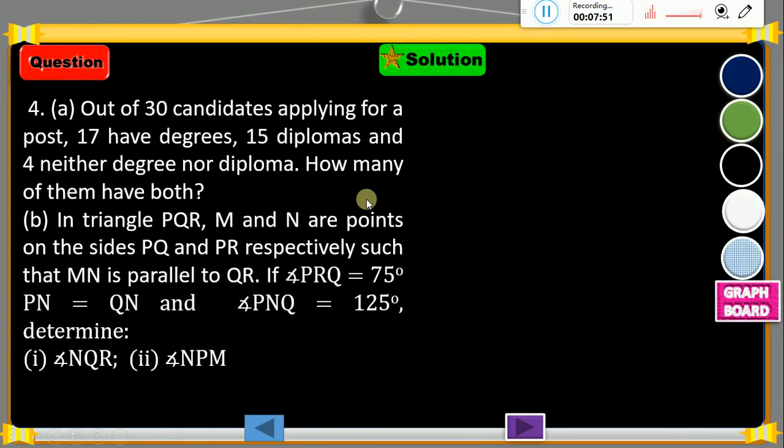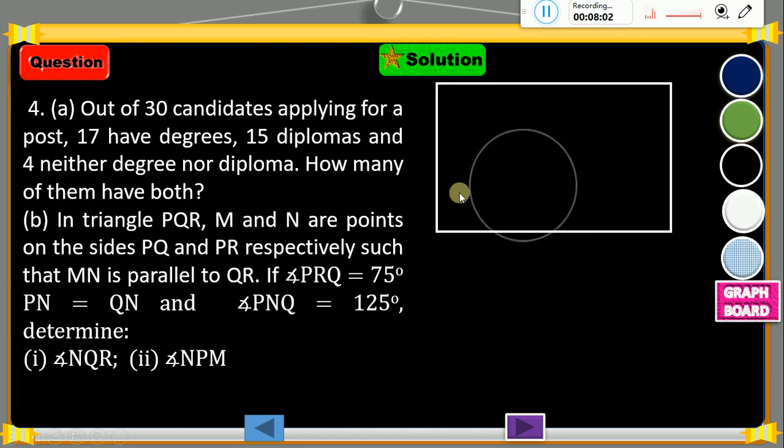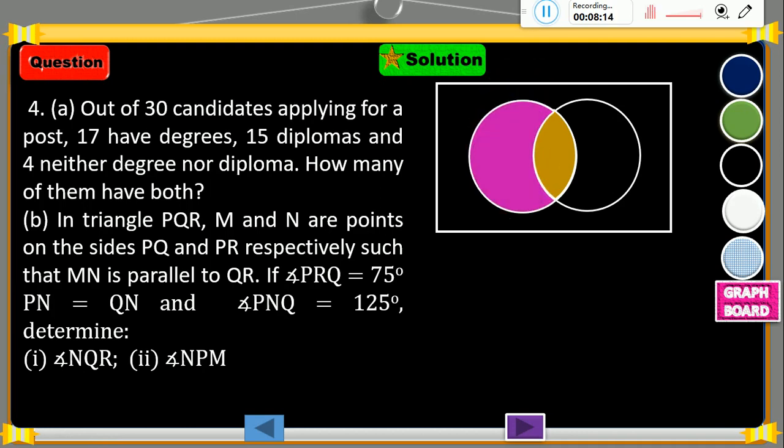Question number 4, May June WAEC 2009, and that is on Venn diagram. So let's see the solution. This represents the universal set. This represents those with degree. The next circle represents those with diploma. Then we get the center, the intersection, those who have both degree and diploma. Those who have only degree, those who have only diploma.